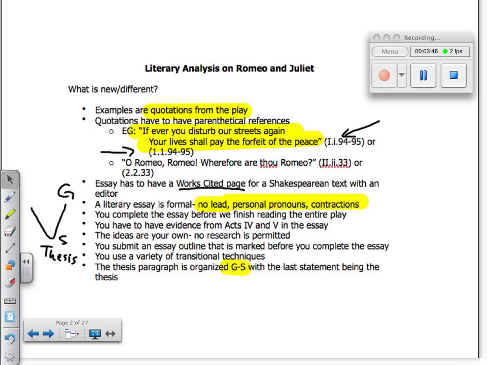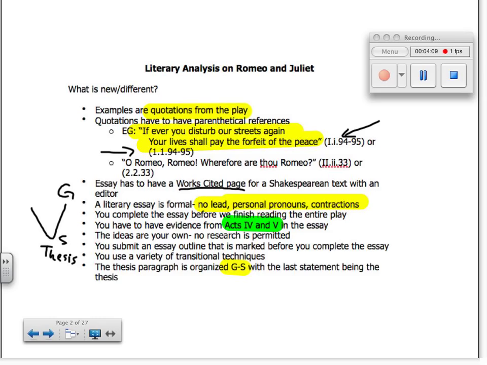But you shouldn't be just using things that I've said, right? Okay. Now you need to have, this is really important, evidence from Acts 4 and 5, which you obviously have to read ahead before Friday and come up with your outline. So this weekend you'll be doing some reading. I can post, as I said, the other questions for Act 3, so you can read ahead and look at those if they help you.